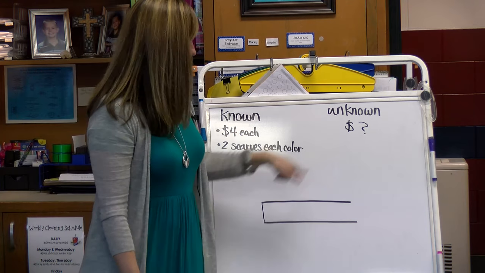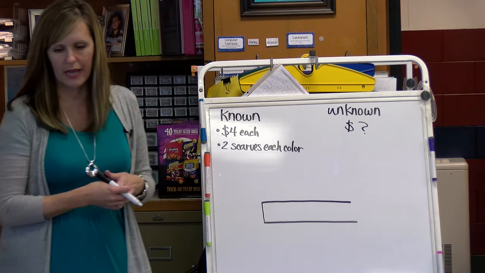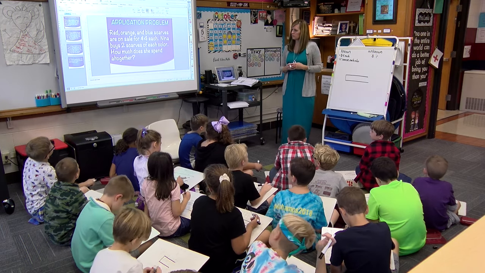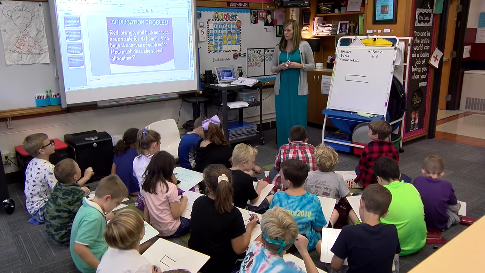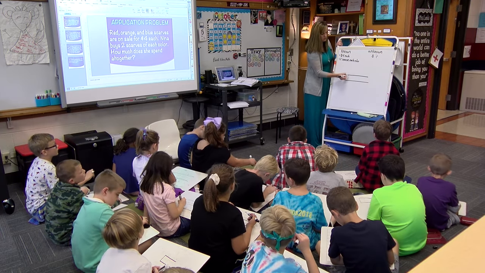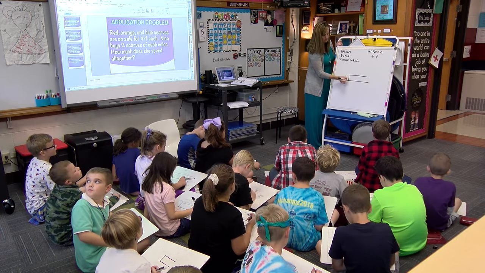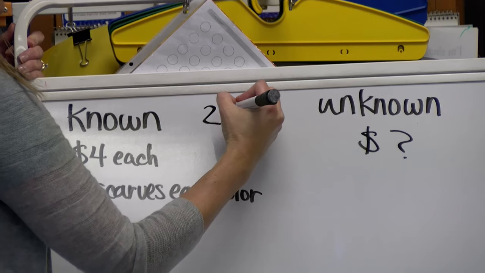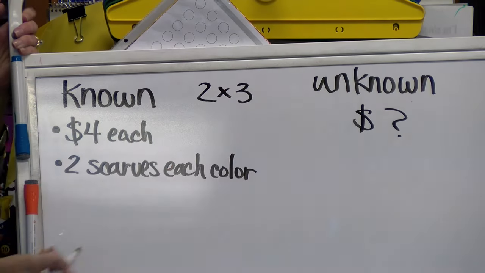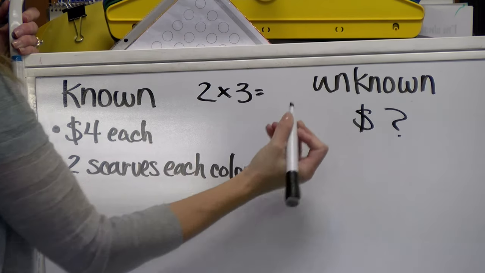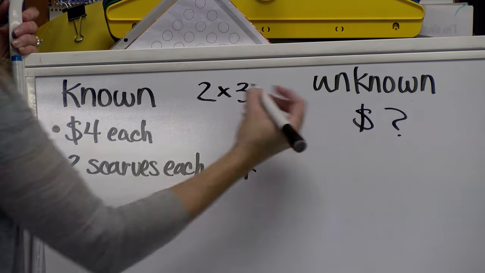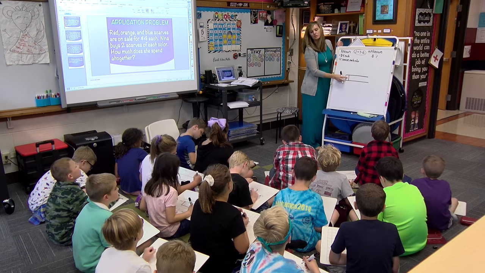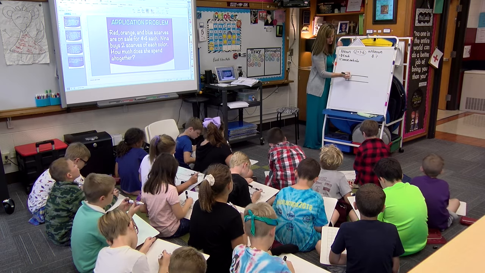Is there anything here that tells me how many units to create? Grayson, do you think so? What are you thinking? She buys two scarves of each color. Okay. So, three colors. So, two scarves times three gives us two groups of six. Okay. That's just some extra information we needed. That tells us to create six units. So please draw six units.